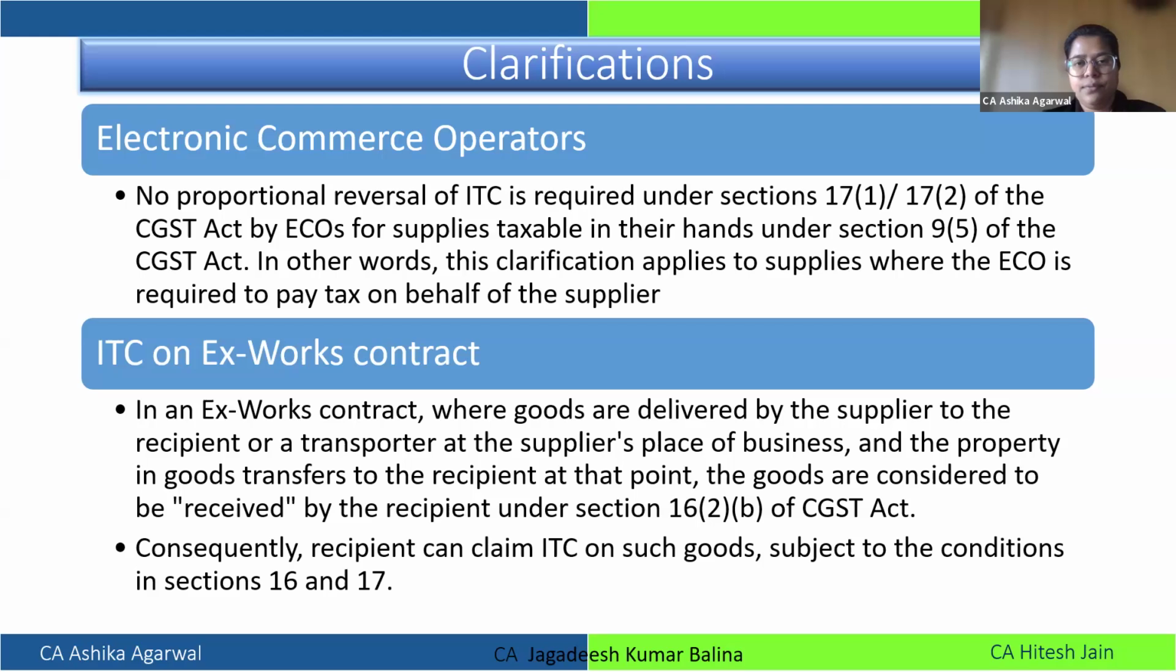So as you will read in 16(2)(b), which deals with ITC, there is also a concept of bill to, ship to. So it is inbuilt in the law, and they have themselves specified that it is not the physical receipt of goods that is required in order to claim the ITC. If we read section 16, it says that we should be in possession of the invoice, and goods or services should be received. One of the conditions is that goods or services should be received.